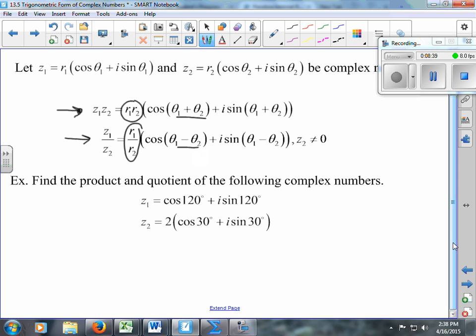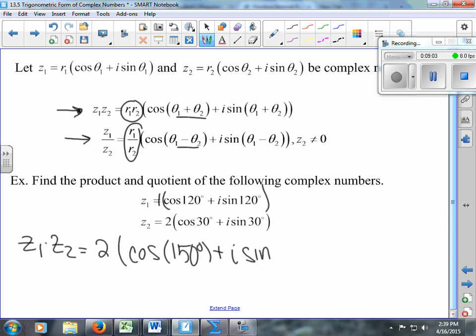And because it's so simple, that means we can do the powers. And so in this example, what is z1 times z2? Well, notice there's no r there, but there is. It's just a 1. You're going to multiply the two moduli, so that's 2. And then the cosine will be of them added together, 150, plus i sine 150, and that's it. It's as simple as that.